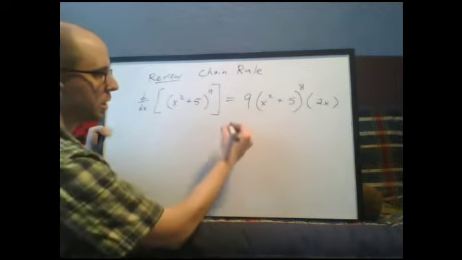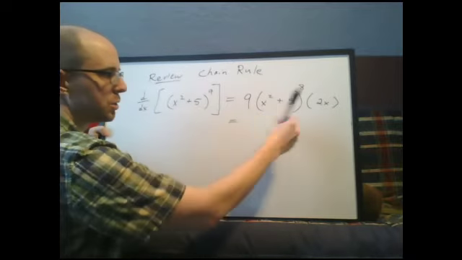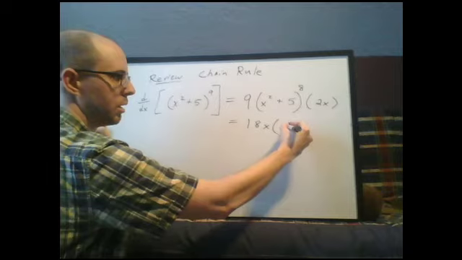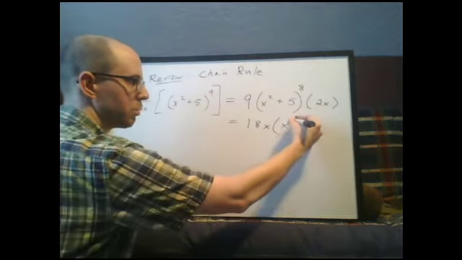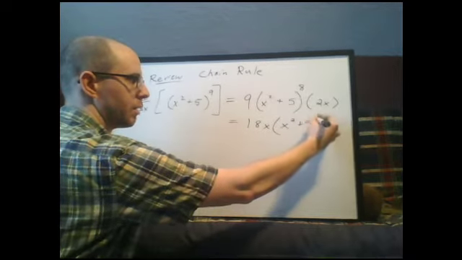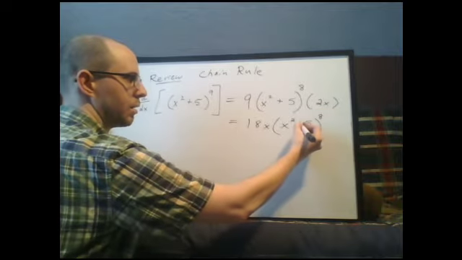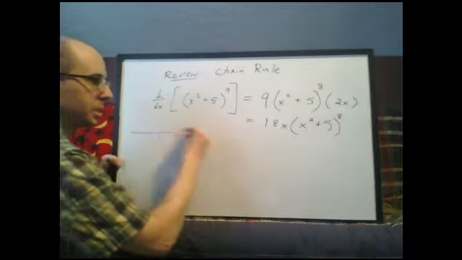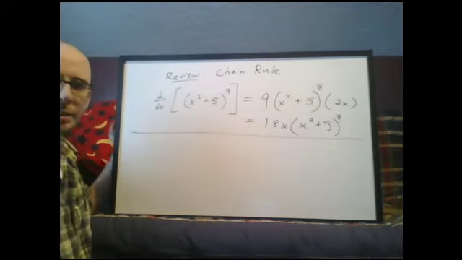So if I simplify this, 9 times 2 gives me 18. Let's put this x in front. 18x times x squared plus 5 to the 8th. Okay, so that's just the chain rule. That's an application of the chain rule.